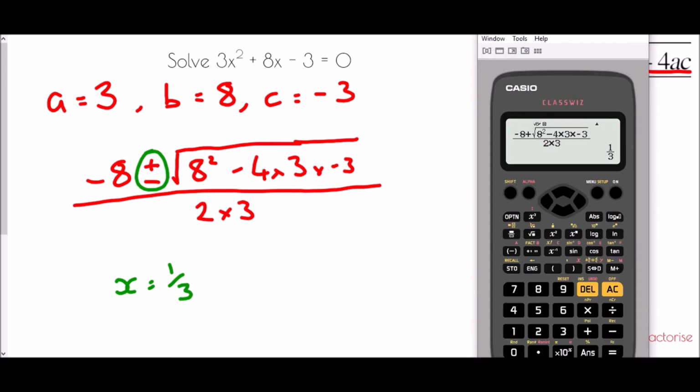If I then just go back into the working that I've just put into the calculator and change that plus sign so that it is a takeaway, it will give me the other answer. So x equals -3.